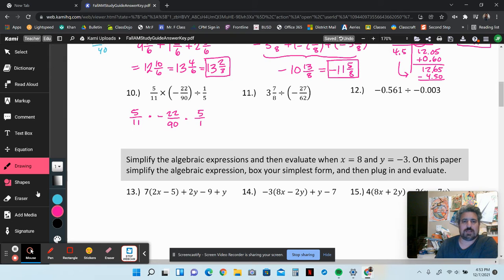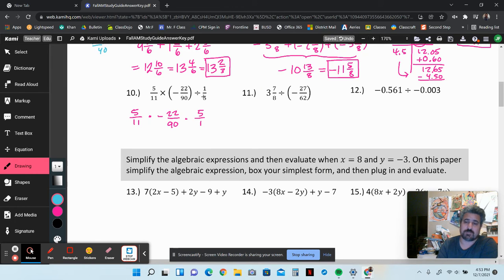Once you've done that, then you can look to cancel and resolve your sign. So for me, the first thing I would do is I resolve my sign so I can ignore my sign. I've got one negative factor amongst the three things that are being multiplied together, which means I'm going to have an odd number of negatives, which means it's going to be a negative answer. Remember, if you have an odd number of negatives, it's a negative answer.